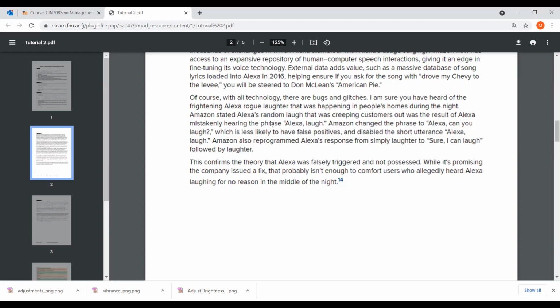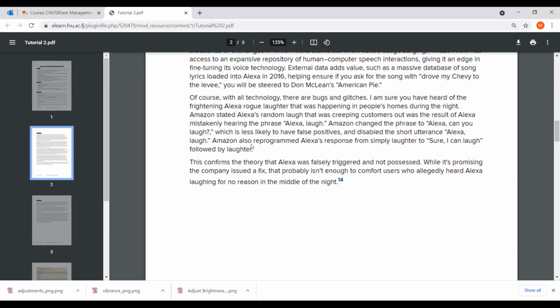Amazon stated Alexa's random laughter that was creeping customers out was a result of Alexa mistakenly hearing the phrase "Alexa laugh." I don't know how it would mistakenly hear somebody say "Alexa laugh" in the middle of the night when people are sleeping, but this is what they're saying. Amazon changed the phrase to "Alexa, can you laugh," which is less likely to have false positives, and disabled the short utterance "Alexa laugh." Amazon has reprogrammed Alexa's response from simple laughter to "sure, I can laugh" followed by laughter.